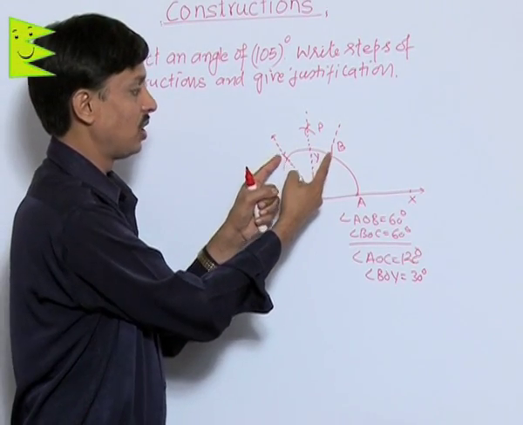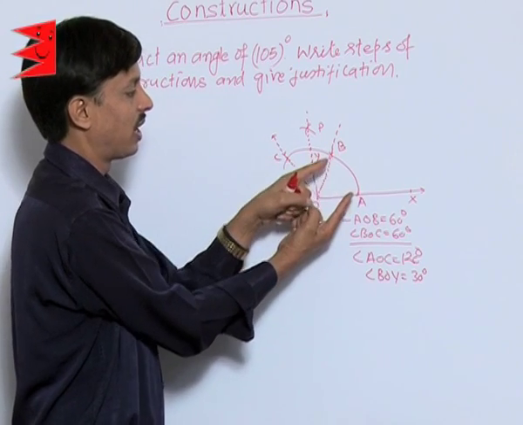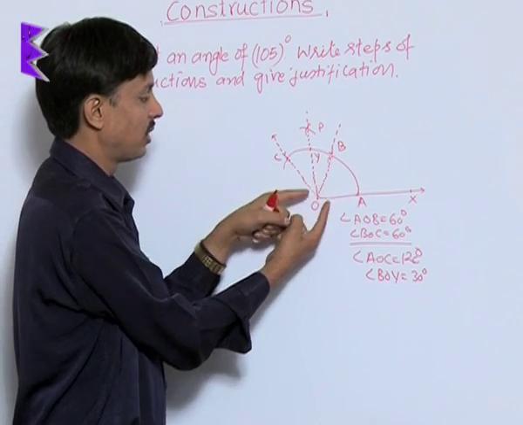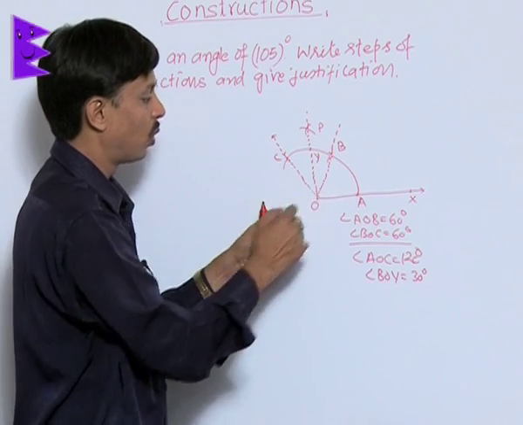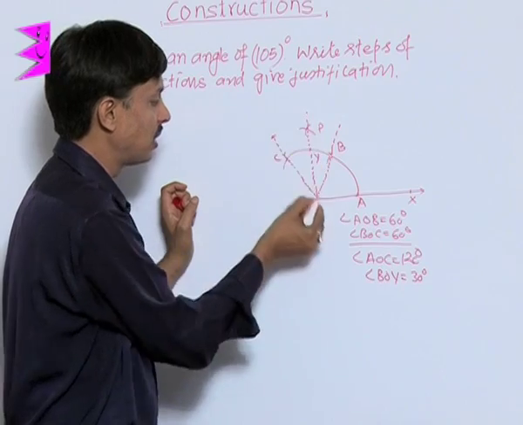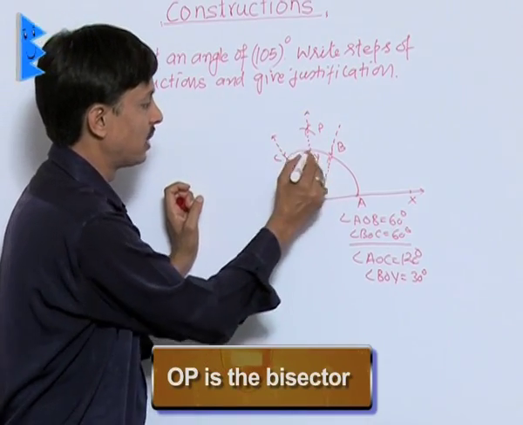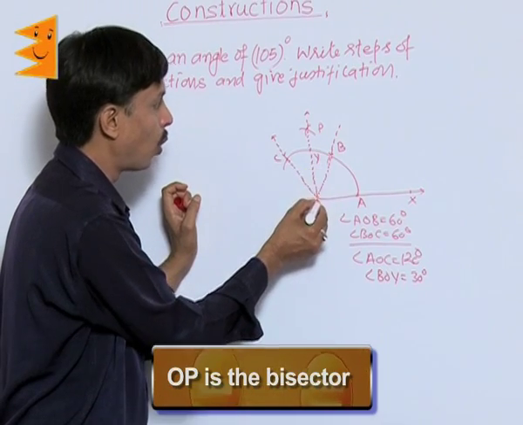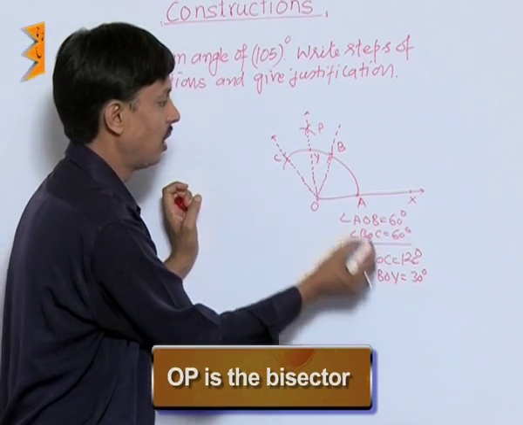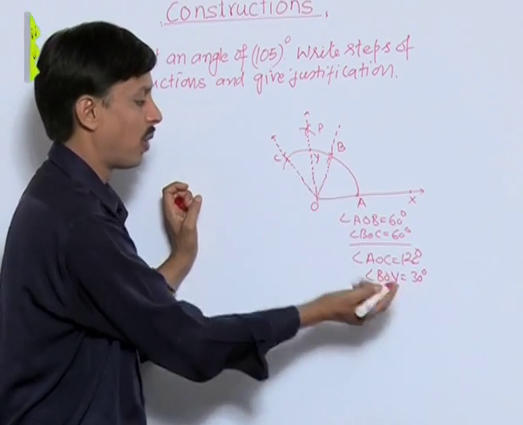Reason being BC is 60 degree. The arc BC is 60 because arc AB is 60. AB and BC are equal arcs. As AB is making 60, so arc BC at O is also making 60 degree. This OP is the bisector. So what you can say, angle BOP or angle BOY.